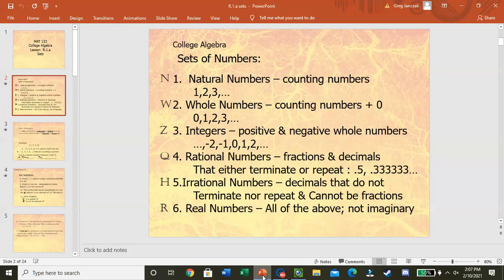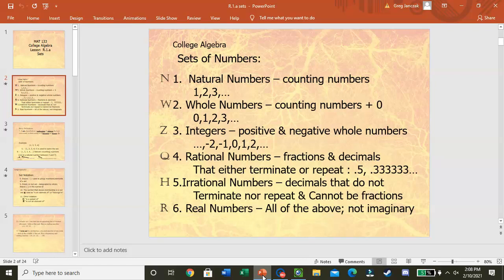Rational numbers are symbolized by the letter Q, probably for quotient, because rational numbers are like fractions. Basically an integer over an integer. Rational numbers are fractions, and there also can be decimals that either terminate or end, like 1/2 is 0.5, or 1/3 is 0.3 repeating, or 2/3, 0.6 repeating. So those are rational numbers. 2 is considered a rational number because 2 over 1 is still 2. So rational numbers could also be integers or whole numbers or natural numbers.